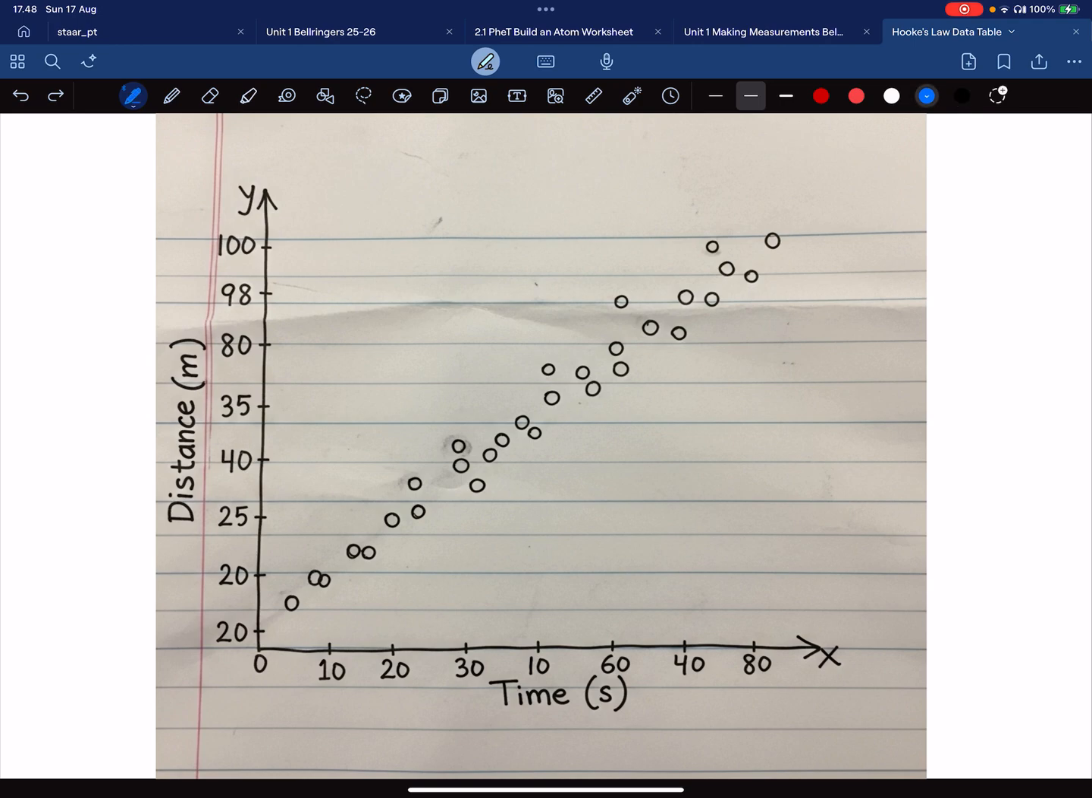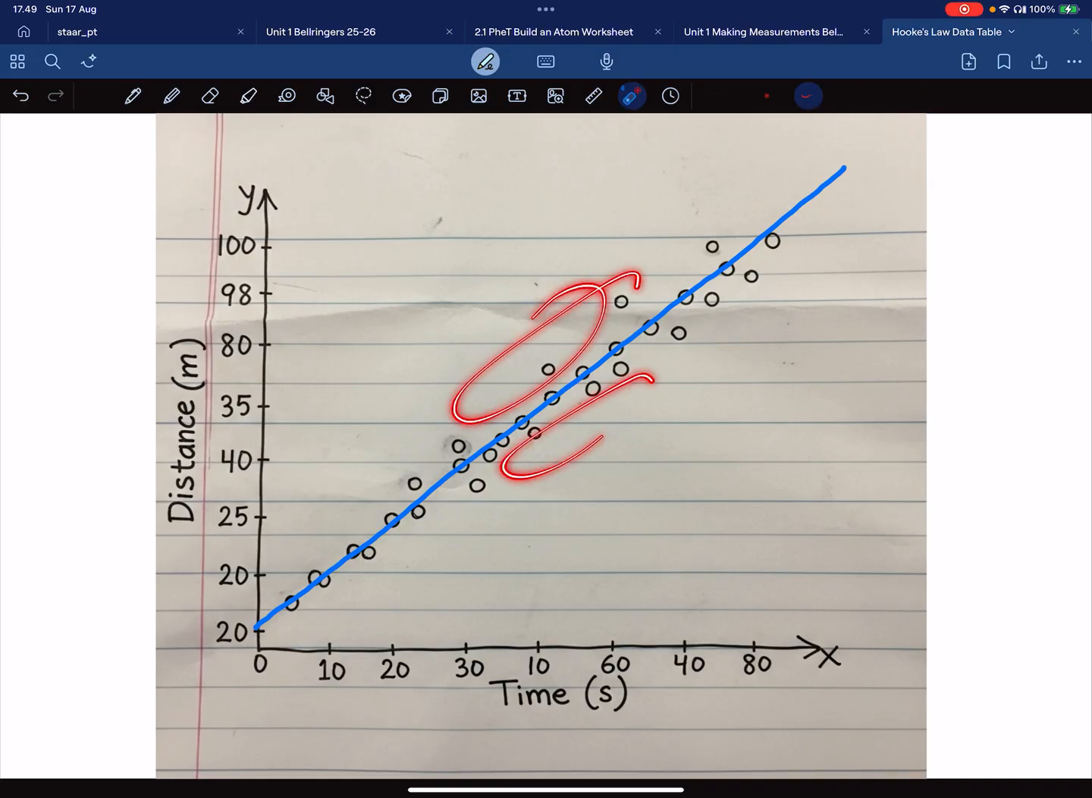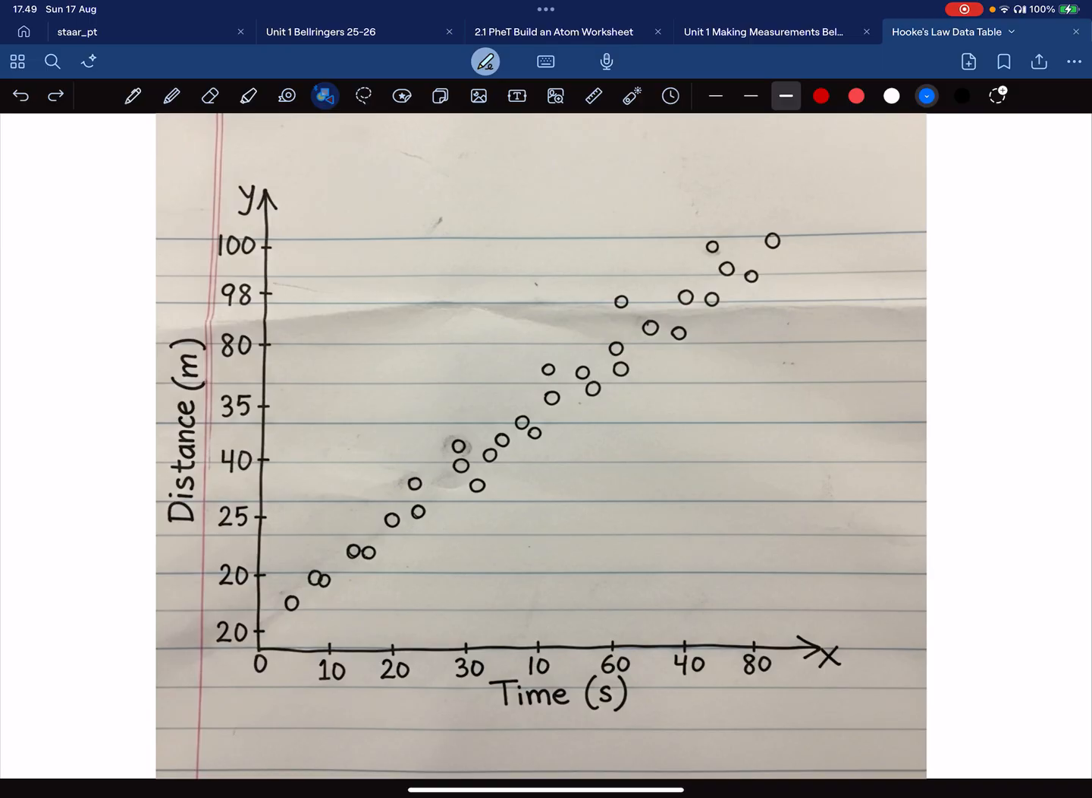But if you lay your ruler here, you have approximately the same number of points above the line and below the line, and that's going to be your best fit line. So, if you're drawing it with a ruler, it's probably going to look something a bit like that. That's your best fit line. It does not have to go through zero.